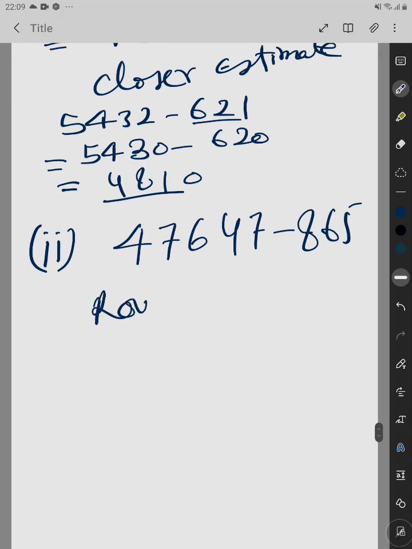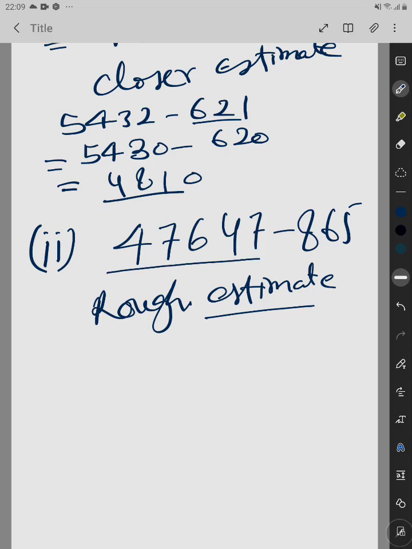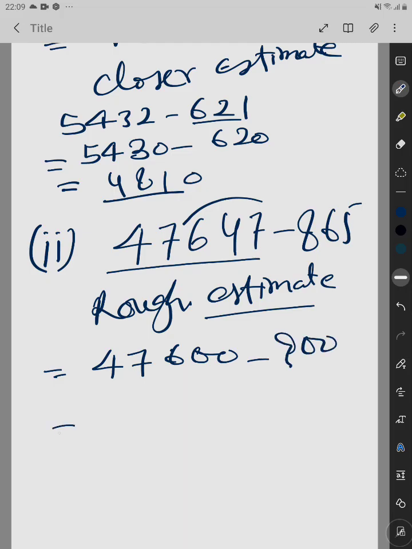For rough estimate we need to round up to nearest 100. So first of all we round up this one to nearest 100. What will we get? 47600. Why 00? Because its nearest 100 is 600, because 47 is less than 50. Minus 865, its nearest 100 is 900. So how much will come? 0 0, and here it is 6, then 7, and then 6 and 4. Okay, this is the answer for this one.